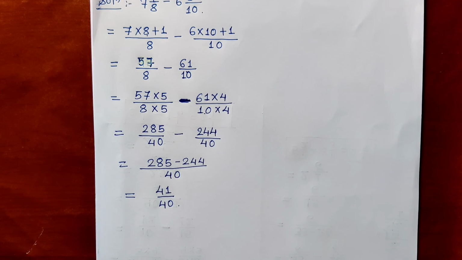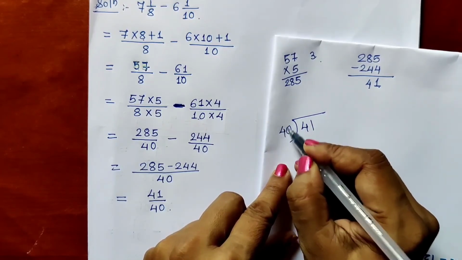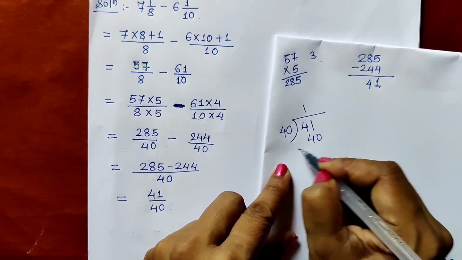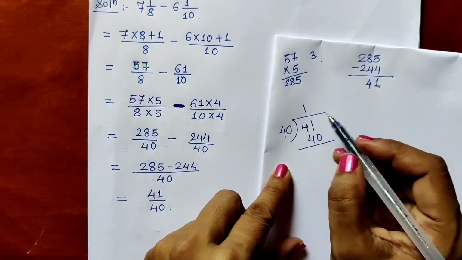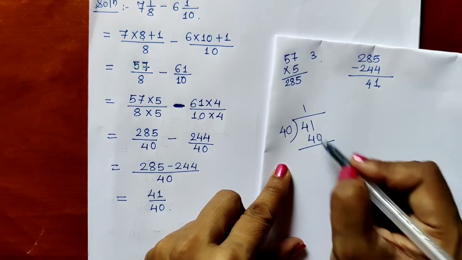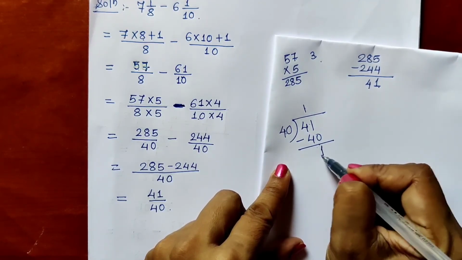We can convert it into the mixed fraction. How to convert? We have to divide 41 by 40. 4 1s are 40, we all know, because 4 2s are will be 80. 4 2s are 8, we all know. That's why 4 2s are will be 80 and 80 is very big than 41. So we have to write 4 1s are 40. 41 minus 40, answer is 1.